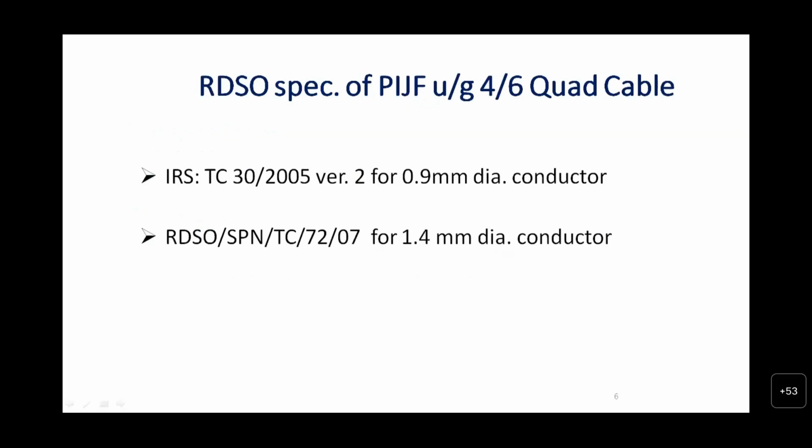The cables which are being used follow RDSO spec IRS TC30, 2005 version 2 for 0.9 mm dia conductor. And another one is RDSO SPN TC 72 oblique 07 for 1.4 mm dia conductor, which is used for the longer block sections.